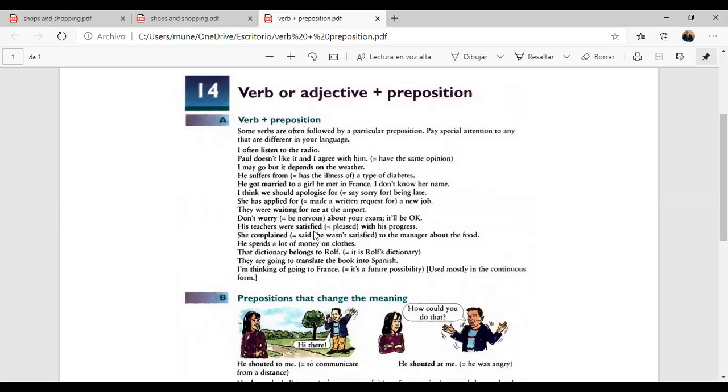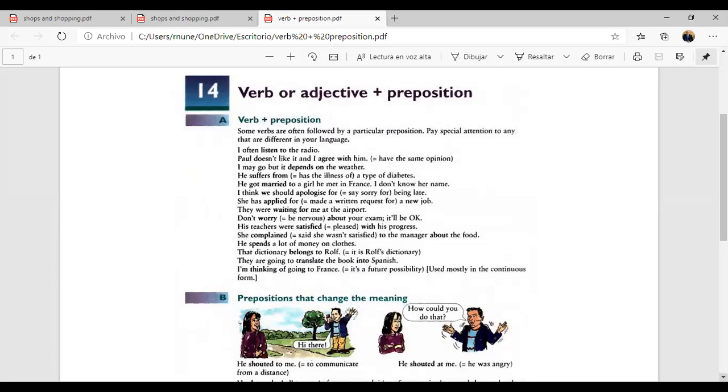Worry about. Satisfied with. Complained about. She complained about the food. Reclamar. He spends a lot of money on. You spend on clothes. You spend on food. Belongs to. Pertenecer. Belongs to. Translate into. You translate into Spanish. You translate into English. Think of. I'm thinking of going to France. All right. So there you have something, verb plus preposition.